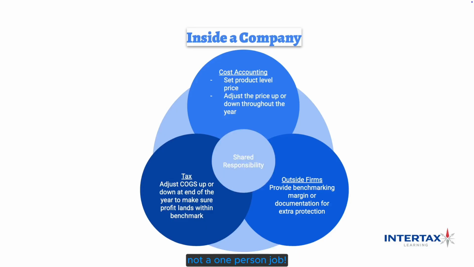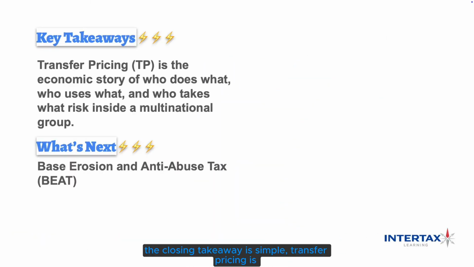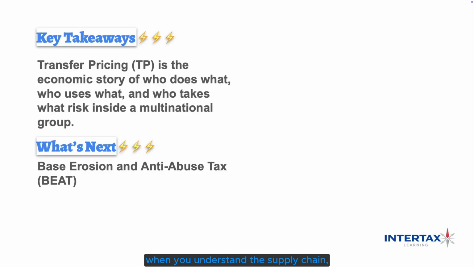The closing takeaway is simple. Transfer pricing is the economic story of who does what, who uses what, and who takes what risk inside a multinational group. When you understand the supply chain, the pricing logic becomes clear.